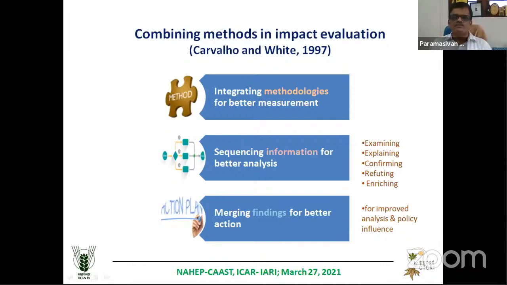So the third one is merging findings for better action, for improved analysis and improved policy influence. It is normally in thematic analysis that you will be merging it. One example of merging the analysis is meta-analysis. Meta-analysis and systematic review, research synthesis, where in meta-analysis, we will be getting the effect sizes. Effect sizes means the strength of relationship between some hypothesis there.